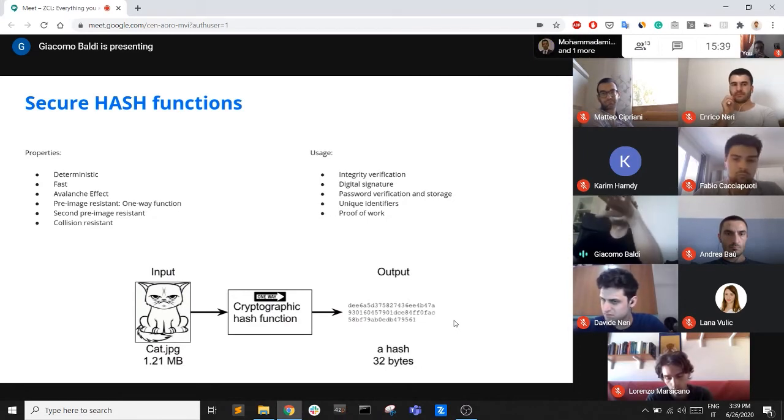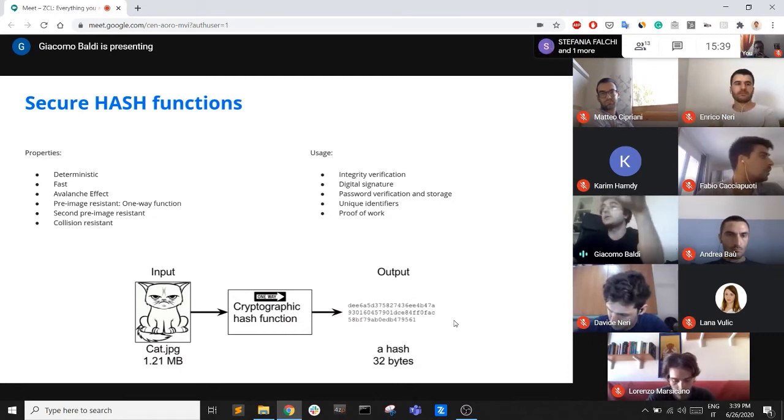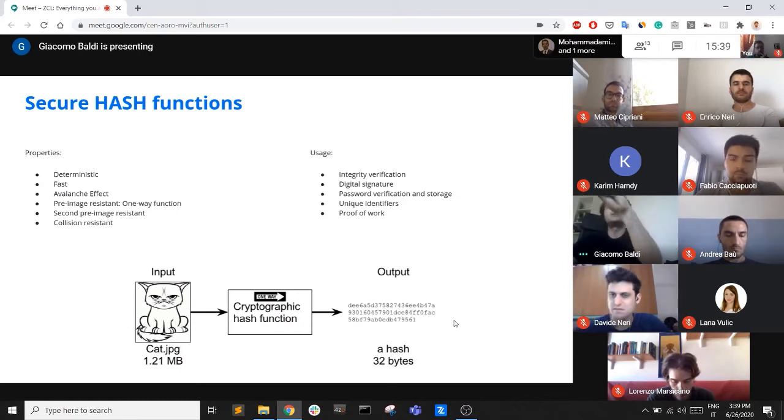We also use this stuff for digital signature, because we will see in the next slide, but usually digital signatures are expensive algorithms. So you don't want to digitally sign the cat, but you want to digitally sign the hash of the cat, because it's shorter, because it's 32 bytes, okay? It's used for password verification and storage, and we will see an example in the next slide.